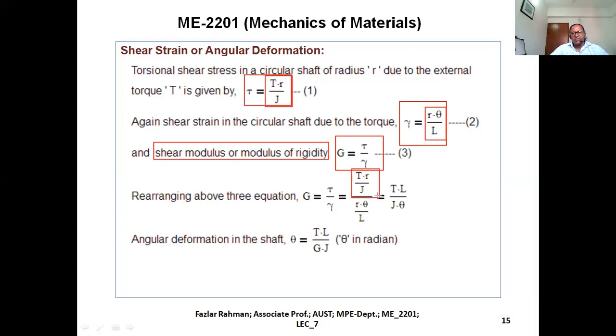That value is put in right over here. Then if you simplify, the value of R will be cancelled out. So you will have TL by J theta. So theta equal to TL by GJ. This is the formula for angular deformation. So we have two formulas: tau equal to TR by J and theta equal to TL by GJ.